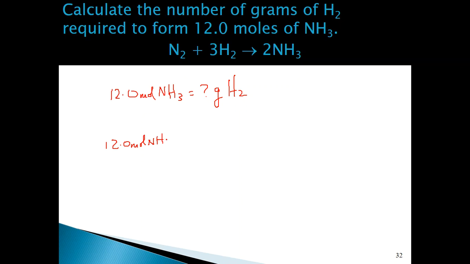and then I will look at the equation to look at the relationship between ammonia and hydrogen, and you can see there's a 2 to 3 mole ratio between the two. So in the conversion factor, I'm going to write down here as the denominator, I'm going to put 2 moles of ammonia and 3 moles of H2.